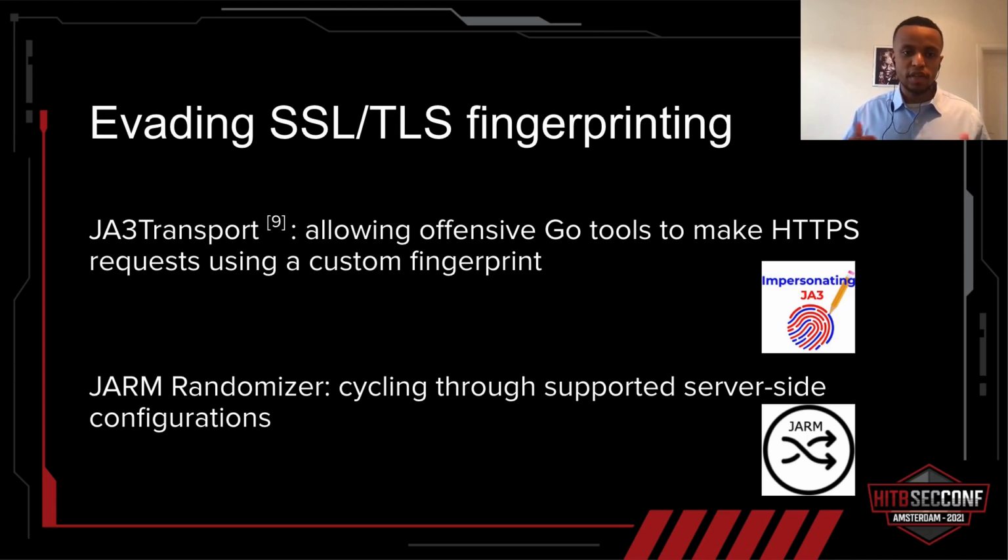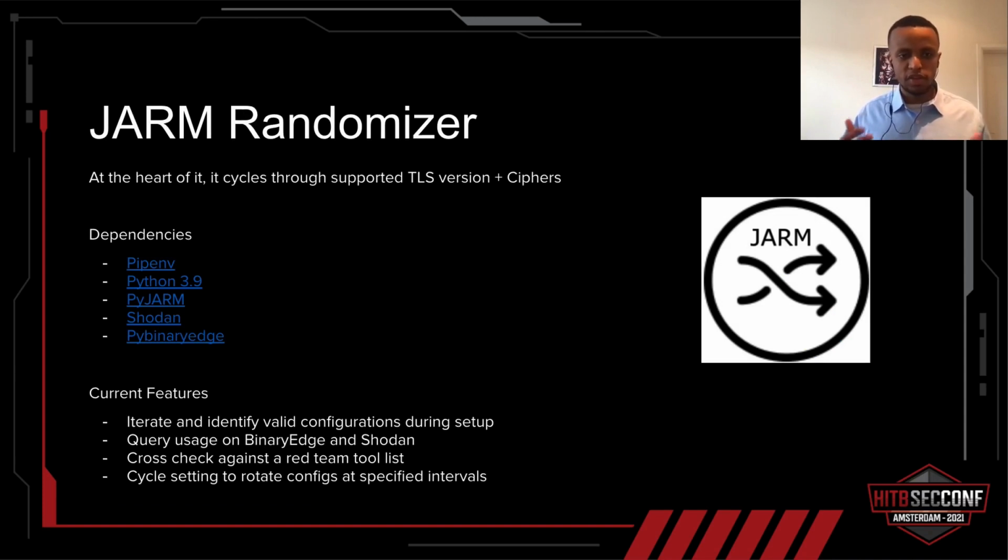JA3 Transport is a library that you can incorporate in a Go executable or a Go binary to evade this kind of fingerprinting. In this talk, we'll present JARM Randomizer, which is the server side. You can really think of it as the server-side equivalent of JA3 Transport. It achieves evasion by cycling through these supported configurations to give the desired JARM fingerprint for red team operators and penetration testers. So let's talk a little bit about JARM Randomizer itself. At the heart of it, it cycles through the supported configurations server side to enable a different, desired fingerprint for the operator.